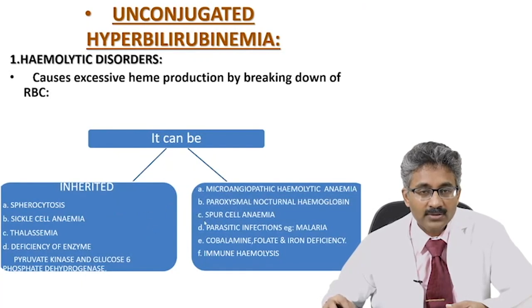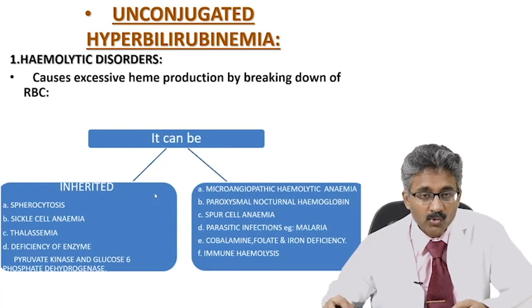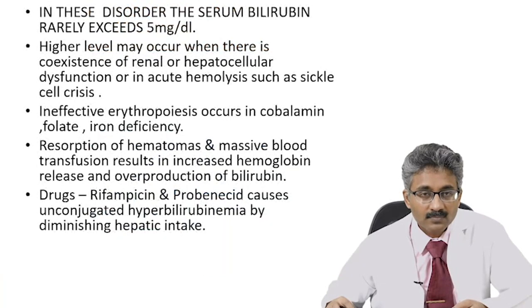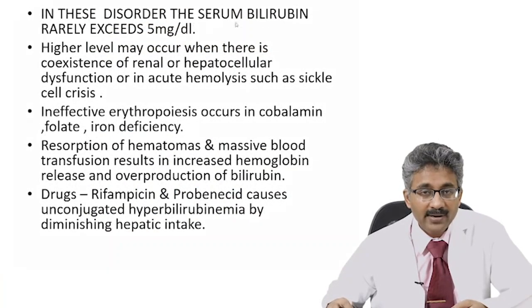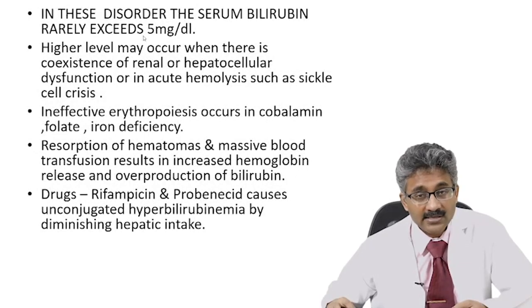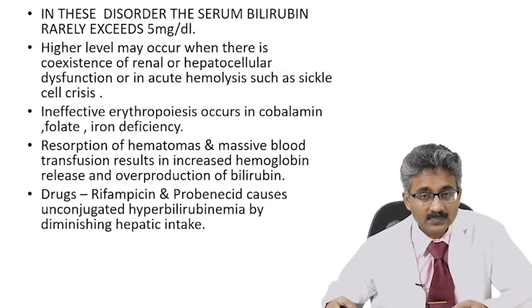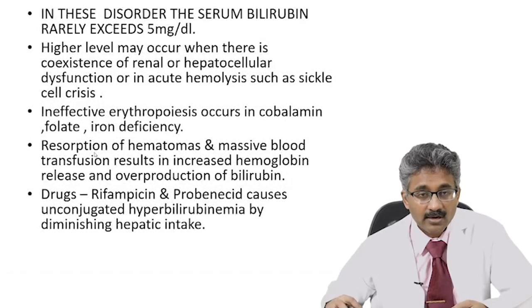Let us not go into detail about these hemolytic disorders, which we will discuss in anemia. But they produce elevated bilirubin, only isolated. In these hemolytic disorders, the bilirubin rarely exceeds 5 milligrams. But higher levels you may get if there is associated hepatocellular dysfunction or acute hemolytic crisis like sickle cell anemia. Ineffective erythropoiesis occurs in cobalamin and iron deficiency. Resorption of hematoma and massive blood transfusion also result in increased hemoglobin and overproduction of bilirubin.